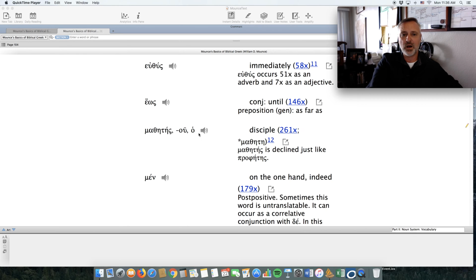All right. Ha mathetes. Again, disciples, that's going to be gospels. We're going to see this quite a bit. And it basically means learner. Mathetes means learner or disciple. That's what disciple means. It means someone who learns under.